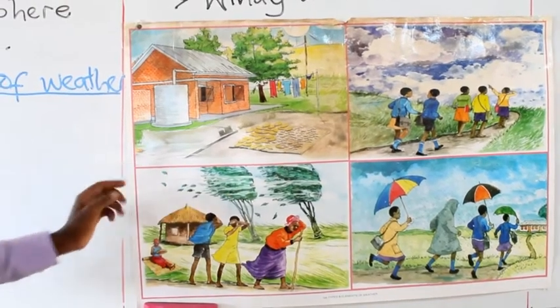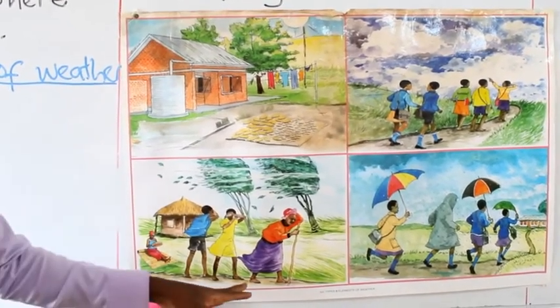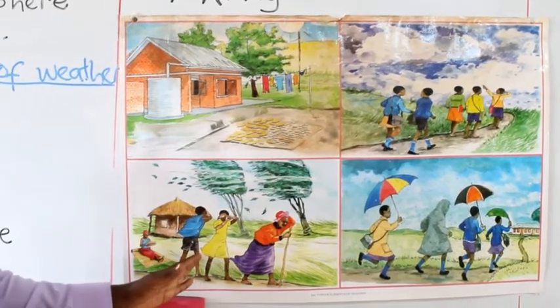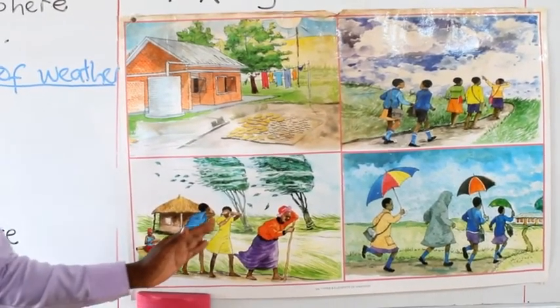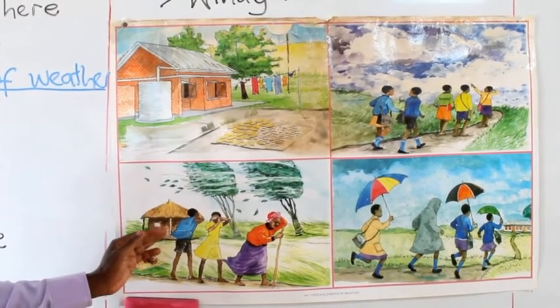People are holding their face. Others are busy winnowing here. So what type of weather do you think this is? This is the windy kind of weather.